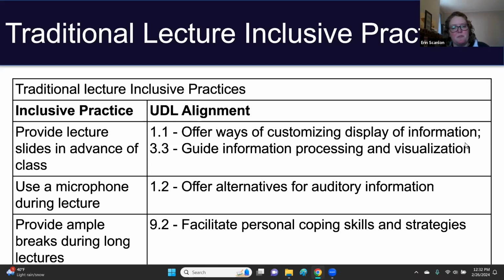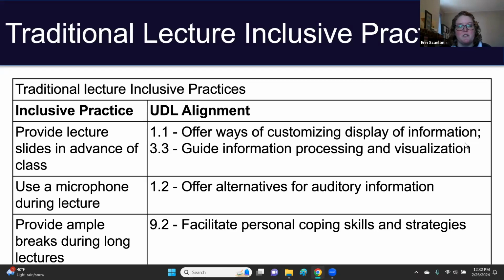If we look at the Universal Design for Learning framework, you'll notice that I have a number and some text associated with each of them. The number corresponds to the different checkpoints in the UDL framework, and then the words are the accompanying title. So providing lecture slides in advance would allow students to customize the display of information, as well as can help guide information processing and visualization.